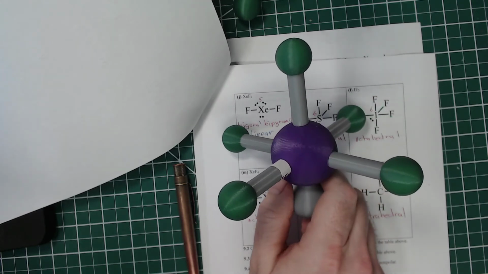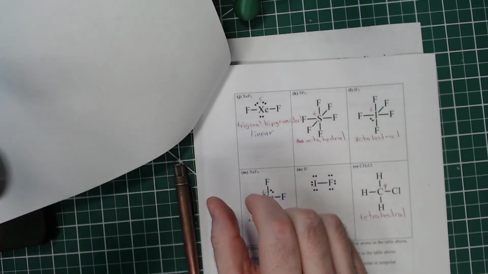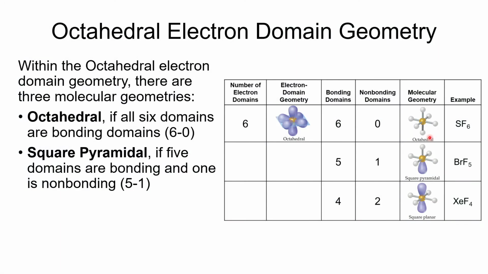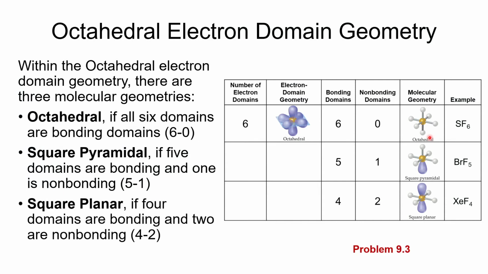So that's why we call that one square pyramidal. So that one is square pyramidal. And then going back over here, our situation where we have 4, 2. If we have 4 bonding domains and 2 non-bonding domains, 2 lone pairs, we will refer to that as square planar.